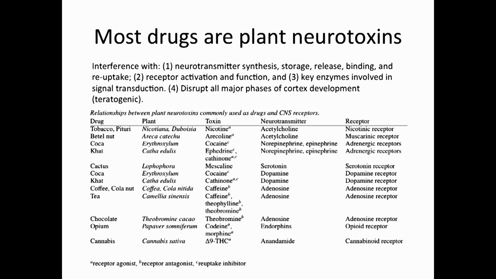So it's very teratogenic. Here is a list of different drugs, the world's most popular drugs, the scientific plant name, the toxin that it contains, the neurotransmitter that it mimics, and the receptor that it activates right over here. So, cannabis, known as Cannabis sativa, there's also Cannabis indica, delta-9 tetrahydrocannabinol. It mimics the neurotransmitter anandamide and is a receptor agonist for the cannabinoid receptor.